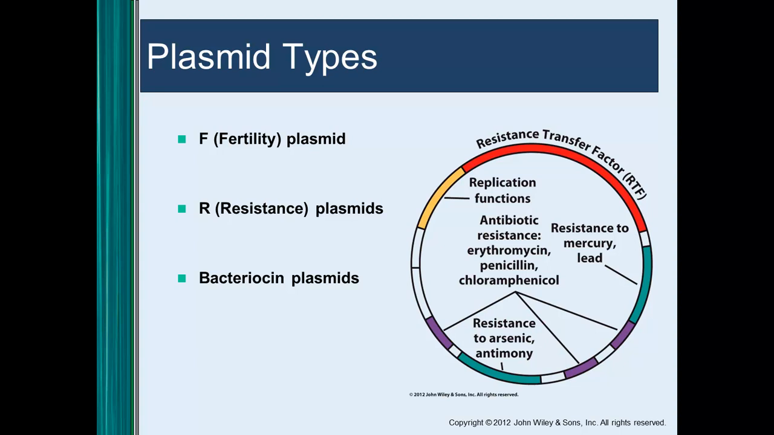Now, most plasmids are circular, double-stranded extrachromosomal DNA. They're typically self-replicating by the same mechanism that any other DNA uses to replicate itself, and most plasmids have been identified by virtue of some recognizable function that they serve in a bacterium.